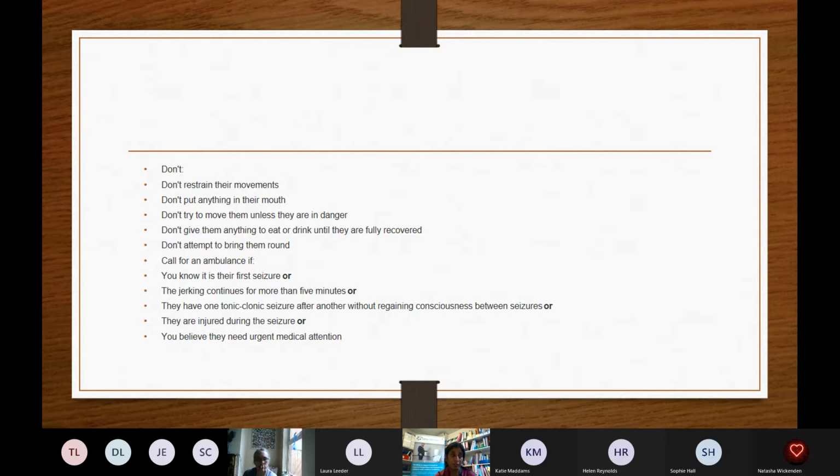You need to call an ambulance if you know that it's their first seizure, so if they're not known to doctors, if the jerking continues for more than 5 minutes, if they've had one tonic-clonic seizure after another, so clusters of seizures with no regaining of consciousness between, and if they are injured, because sometimes if a child has a seizure, they can fall and bang the head, and sometimes it's the head injury that needs treatment initiated. So if there's an injury, then they need to be seen by a doctor. Or if you believe that they need urgent medical attention, I think nobody would be upset that you've called an ambulance and they are turned away, rather than not calling one when you really do need help.